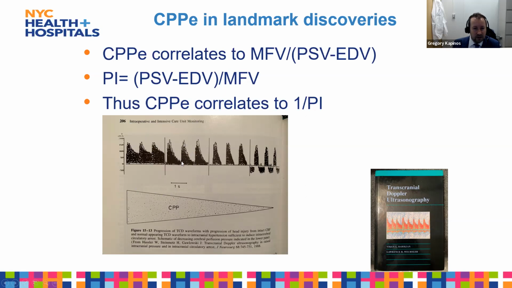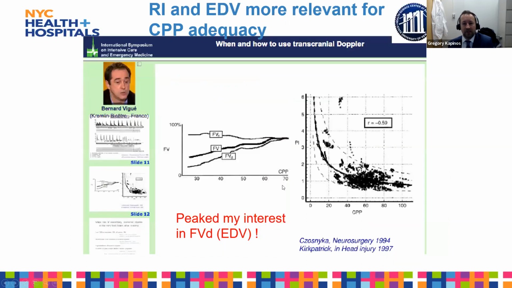Sure, the pulsatility index goes up, but it's because of the drop, as you can see, in the diastolic velocities. So when your velocities go down in the diastole, the end diastolic velocity goes really down, the systolics remain the same, and that is why the PI goes up. The PI goes up because the end diastolic velocity goes down. And actually, the magnitude of decrease in the end diastolic velocity correlates better to the CPP adequacy.